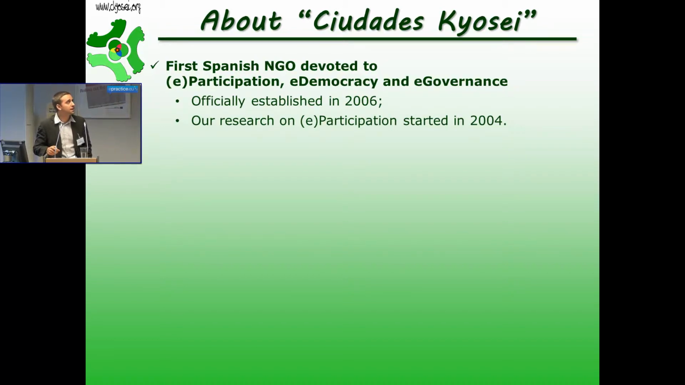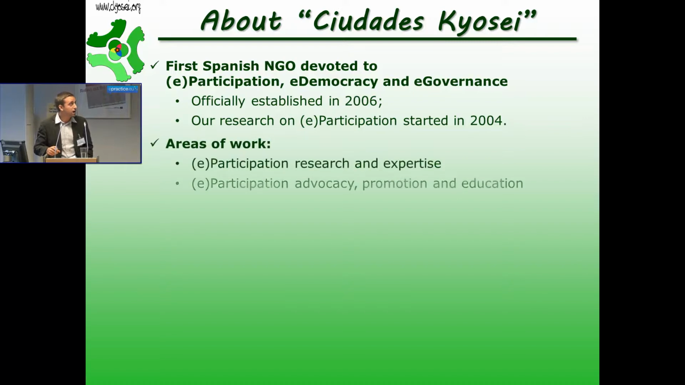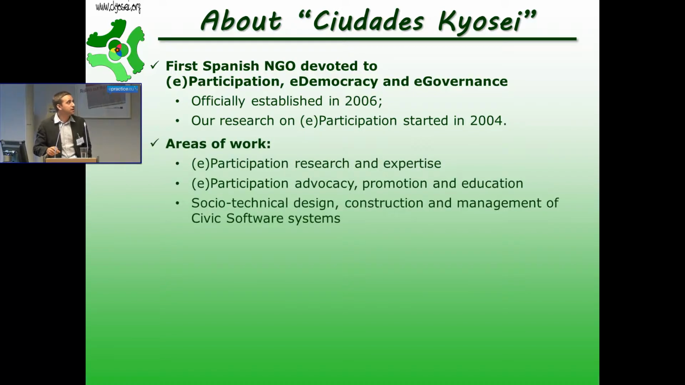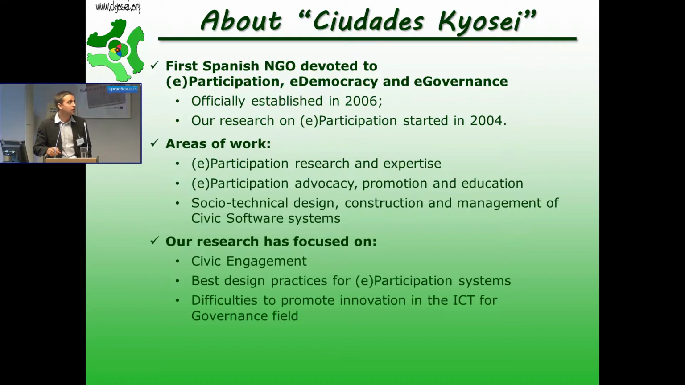We have been working since 2004. Our areas of work were participation research, advocacy, promotion, and also the socio-technical design, construction and management of these civic software systems. Our research has focused on civic engagement, and this is important because we haven't been studying just e-participation or e-civic engagement. We have been working really on civic engagement. We were in Guatemala, in Brazil, countries where participation is difficult, but they are much more innovative than old Europe in these areas.